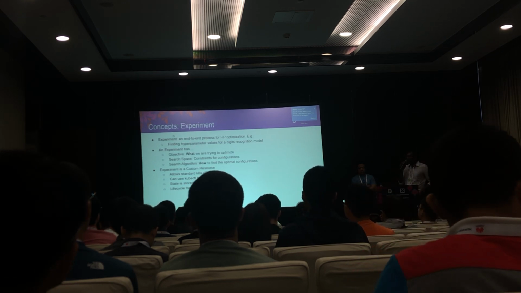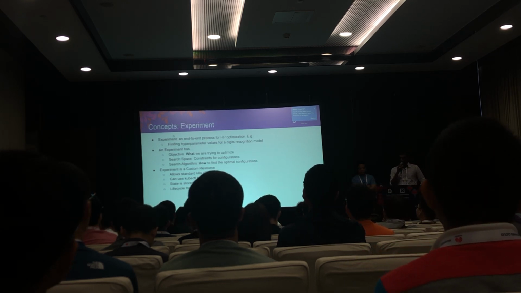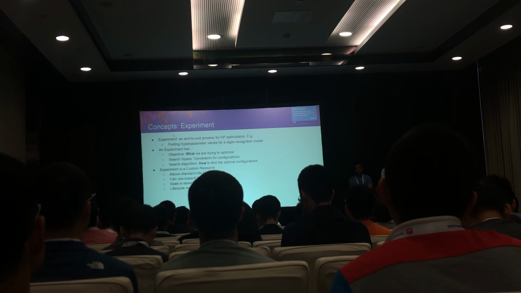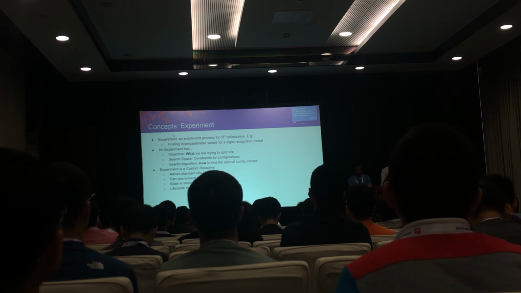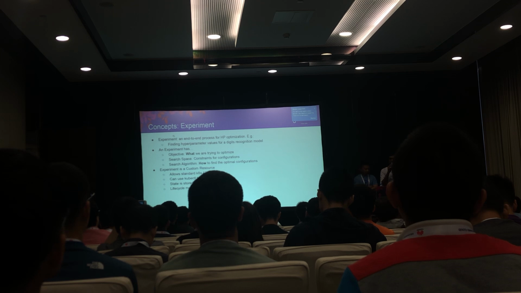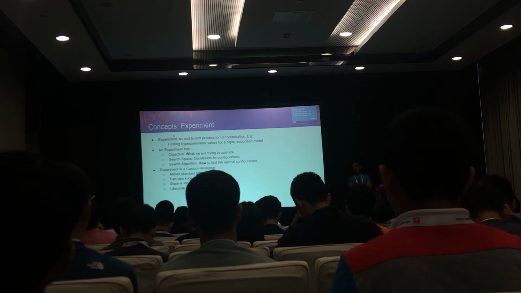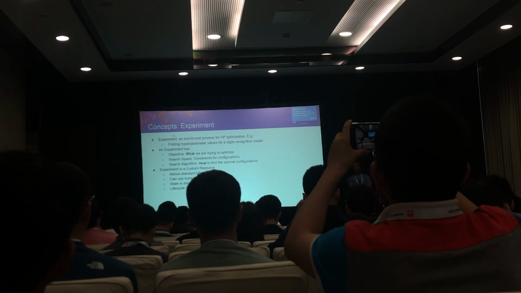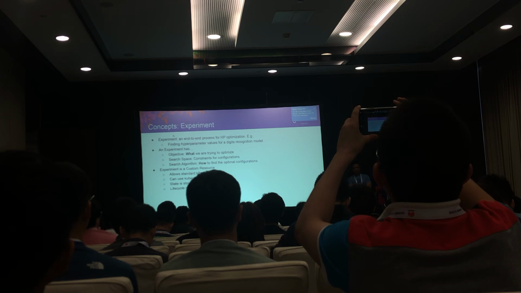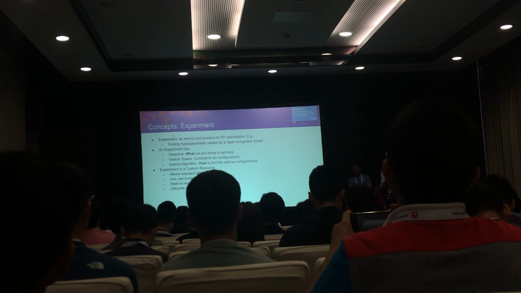So let's talk about the concepts. The first concept is the experiment. It's an end-to-end process for hyperparameter optimization. For example, take a digits recognition model. You have to find the best hyperparameters for that. So that's the experiment. Users provide an experiment config and submit it to Katib.